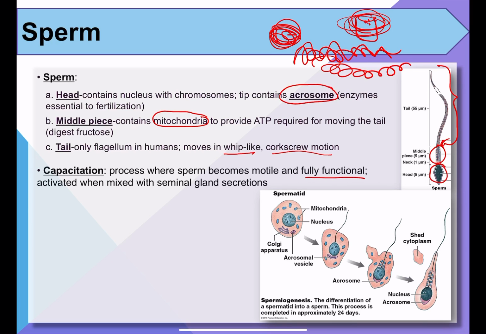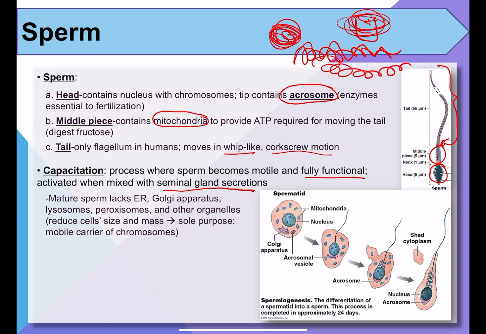Now, the process called capacitation is when the sperm will become motile and fully functional. This process is activated when it's mixed with seminal gland secretion. So that's the whole process of capacitation. Don't confuse it with spermiogenesis, however. During spermiogenesis is when sperm will lose all the other unnecessary cellular components because their main job is to deliver chromosomes to the female reproductive system into the egg cell itself.